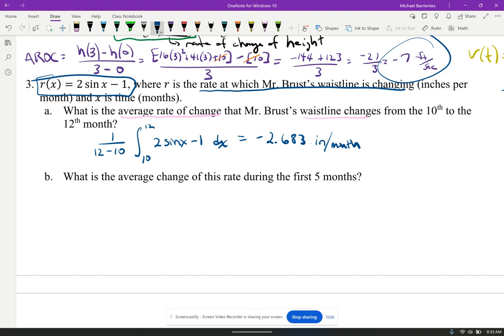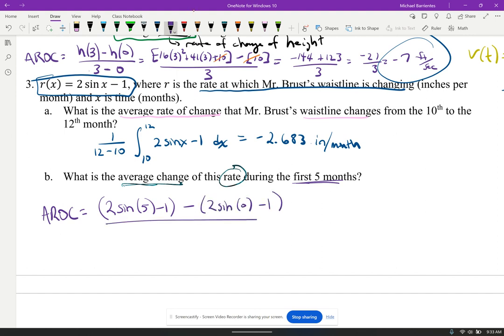What is the average change of this rate during the first 5 months? Okay, so now this is different because we're looking for the average change in the rate. Well, this is the rate, so we're looking for the average rate of change of this function. So we could do this formula and just say 2 sine 5 minus 1 minus 2 sine 0 minus 1 divided by 5 minus 0.